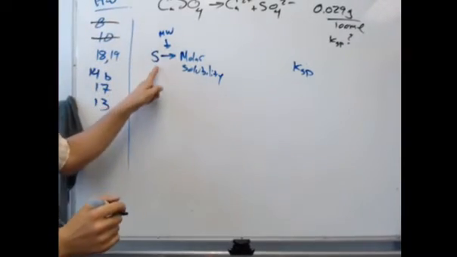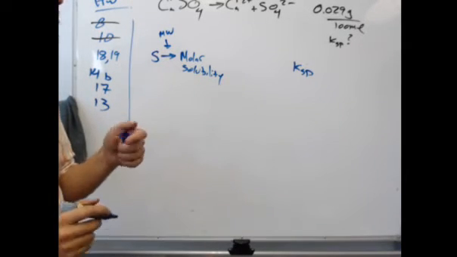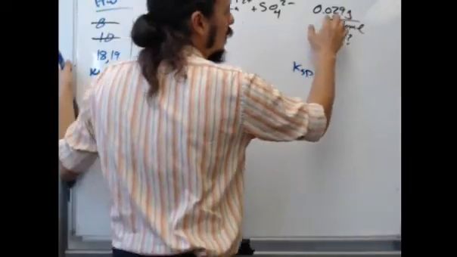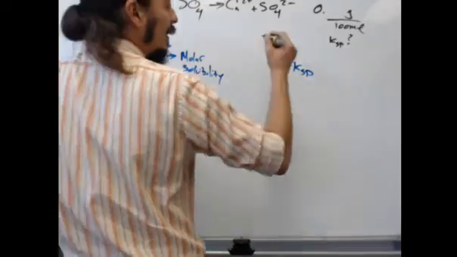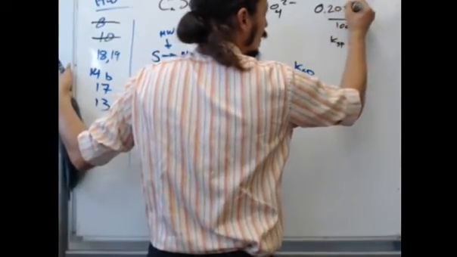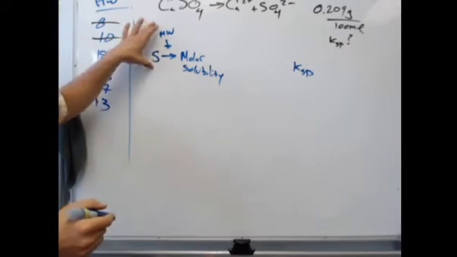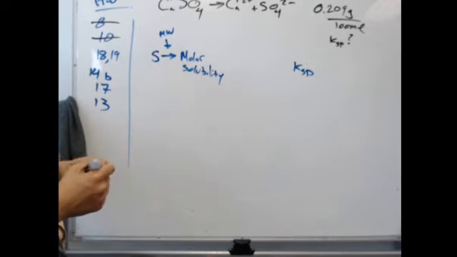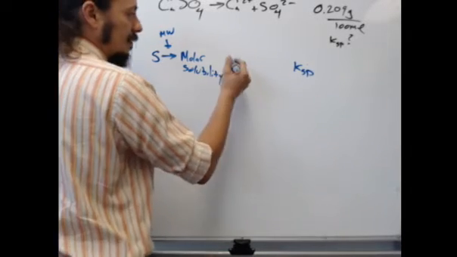We're going to use the molecular weight to convert the solubility into the molar solubility. It's 0.209 grams. There you go. Okay. So we're going to convert from solubility to molar solubility using molecular weight. How do we get from molar solubility to KSP?